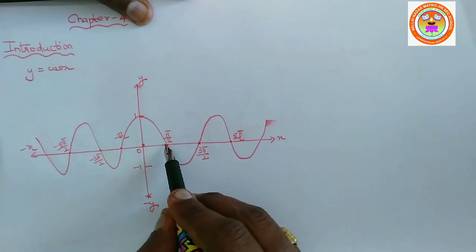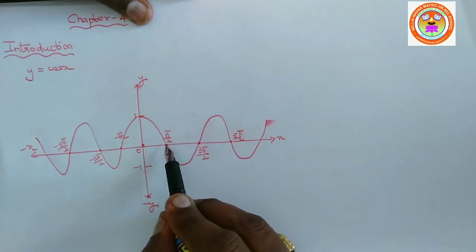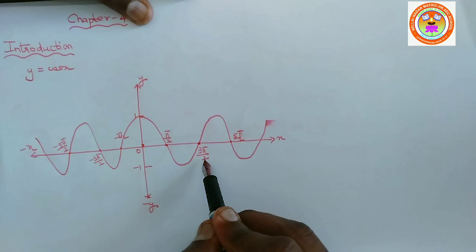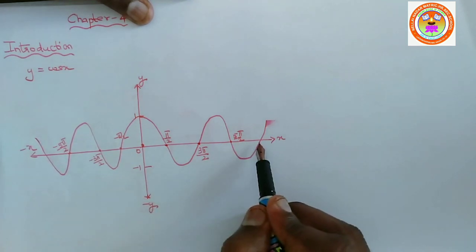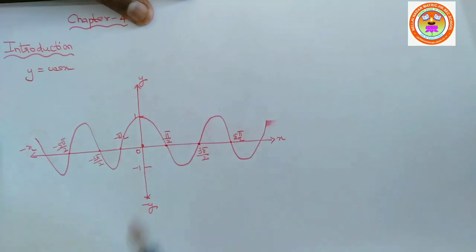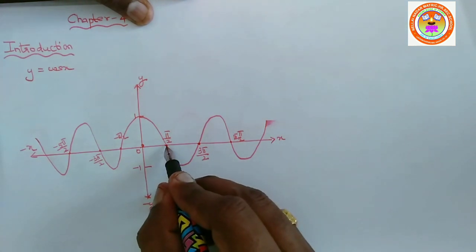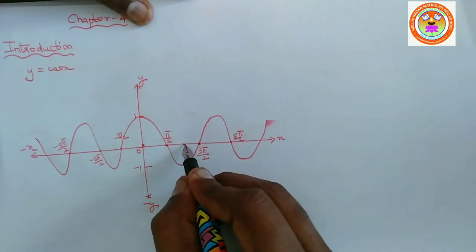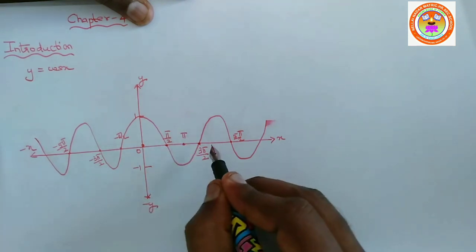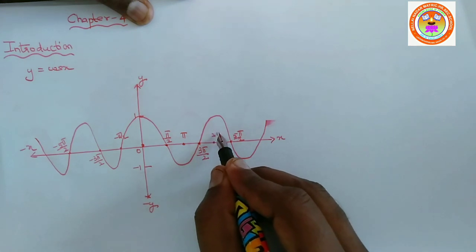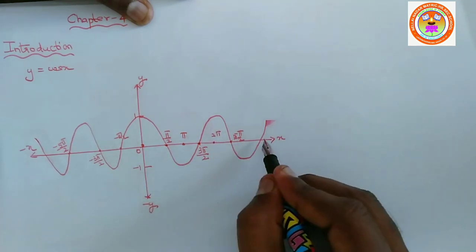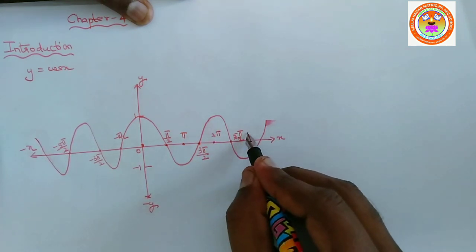The first point is pi by 2. Pi by 2 plus pi is 3 pi by 2. 3 pi by 2 plus pi is 5 pi by 2. 5 pi by 2 plus pi is 7 pi by 2. It goes on, but we don't need it, so leave it as it is. Between the values pi by 2 and 3 pi by 2, this point we call pi. Between 3 pi by 2 and 5 pi by 2, this value we call 2 pi. Between 5 pi by 2 and 7 pi by 2, we call it 3 pi.